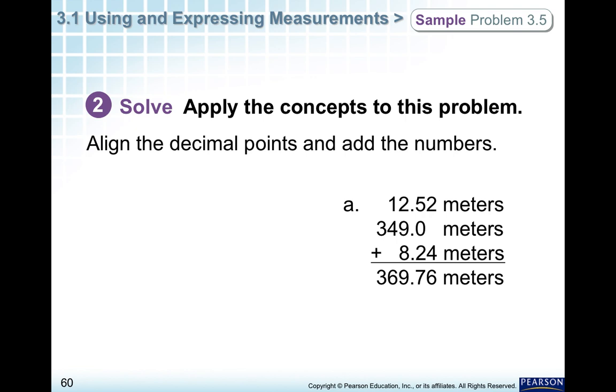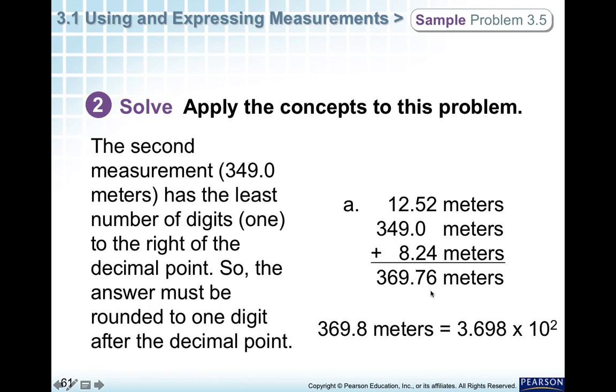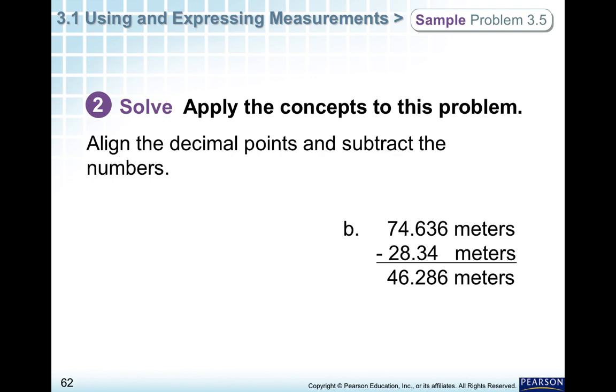So when we look at these columns, you can see here that we're going to cut off right here between the 5 and the 2, just to the other side of the 0, and then down to the 4, between the 4 and the 2. And so I would round this number to 369.8 meters, because the 6 would round the 7 up to an 8. You can put it in scientific notation, but it's not necessary unless you have a lot of zeros.